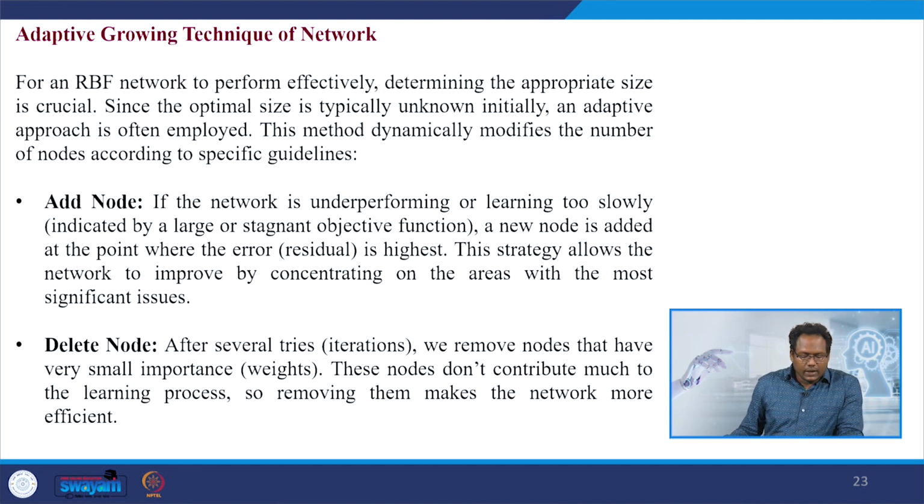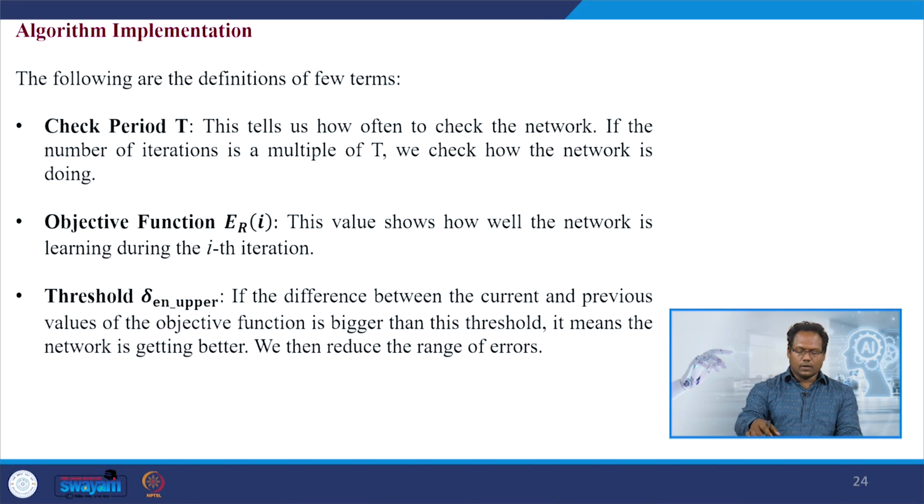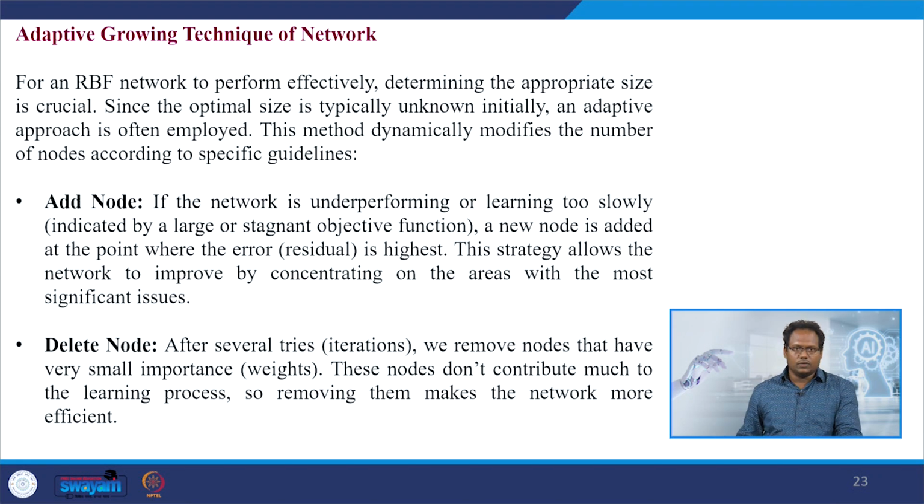Now, coming to the adaptive growing technique of the network, for a radial basis function network to perform effectively, determining the appropriate size is required, but it is difficult to have the optimal size because we do not know it. So, in that case we need to go for an adaptive approach which dynamically modifies the number of nodes according to specific guidelines. Add node and delete node are the methods that we are going to follow as per the adaptability.